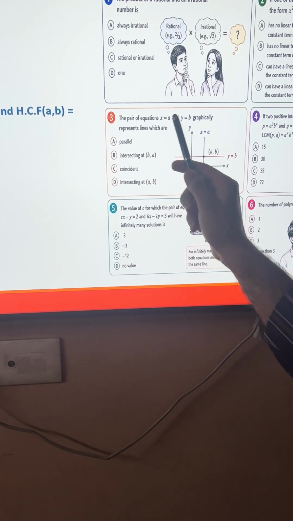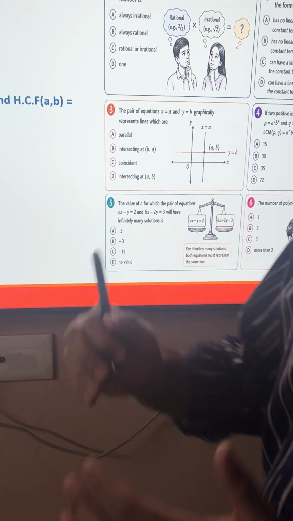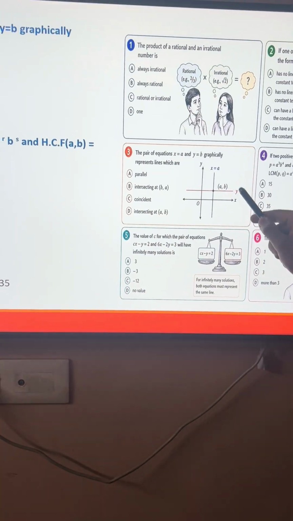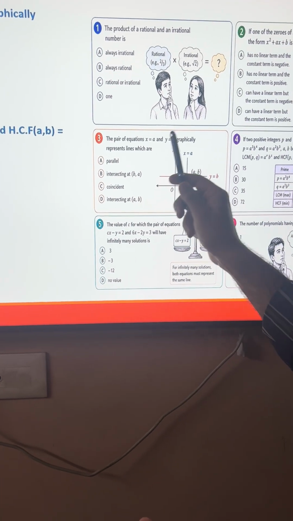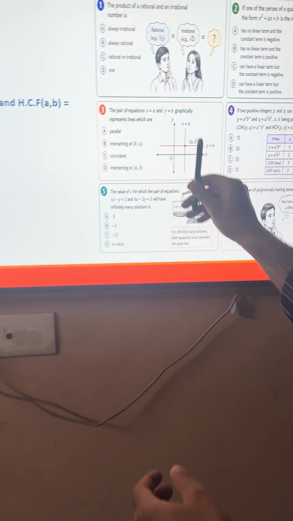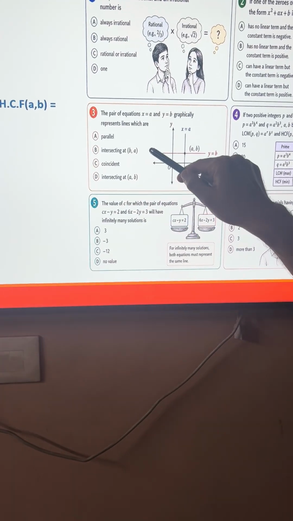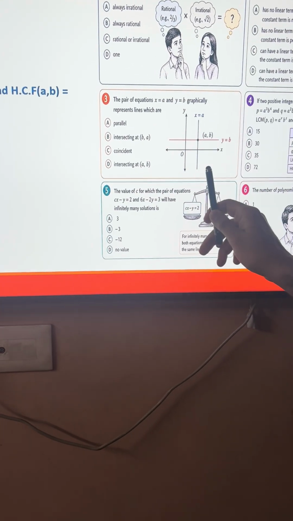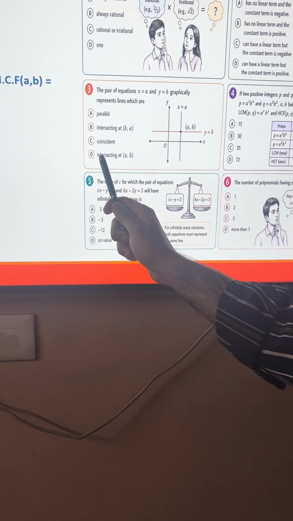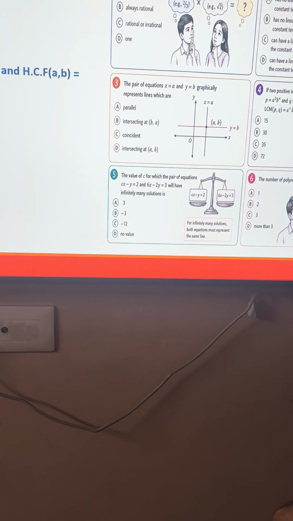So x is equal to a, that means a line parallel to the y-axis, a vertical line. And y is equal to b is a horizontal line, parallel to the x-axis. The horizontal line and the vertical line will meet at this point (a, b). So the correct answer is intersecting at (a, b).